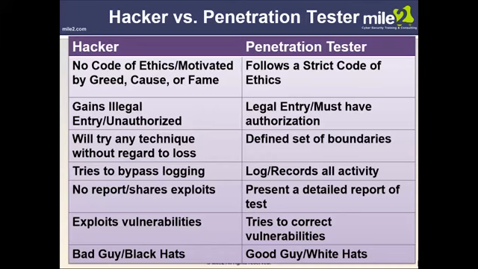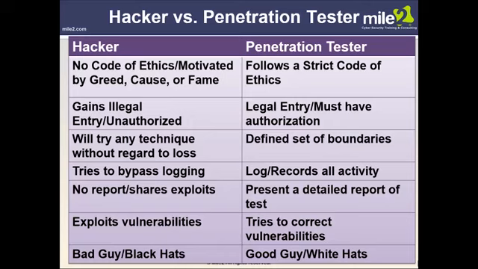Black Hat tries to bypass logging. A penetration tester needs to log and record all the activities. No report shares, or possibly shares, exploits unless they're zero-day exploits. And these zero-day exploits are exploits where there's no patch available. A lot of times they will not share those. However, they may have the inkling of sharing those exploits after all. Who knows? But a lot of times they will keep those zero-day exploits to themselves.